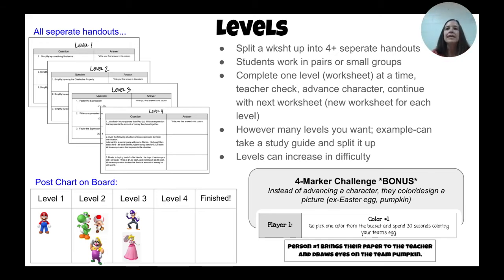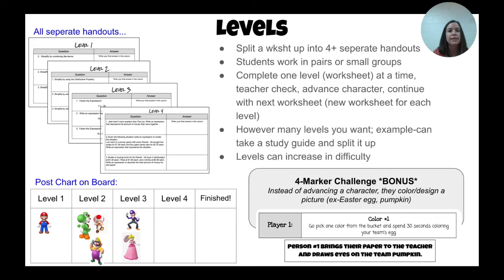Hi there, I'm Kim Kelly. This first example is called levels. What you would do is take a worksheet and split it up into 4 or more handouts, and then students can either work in pairs or with small groups, and they complete the level 1 worksheet first.